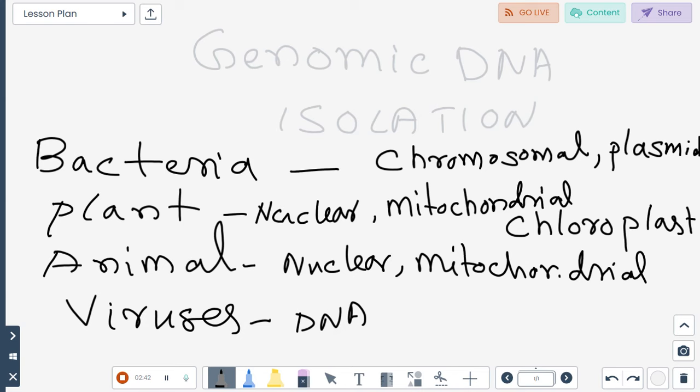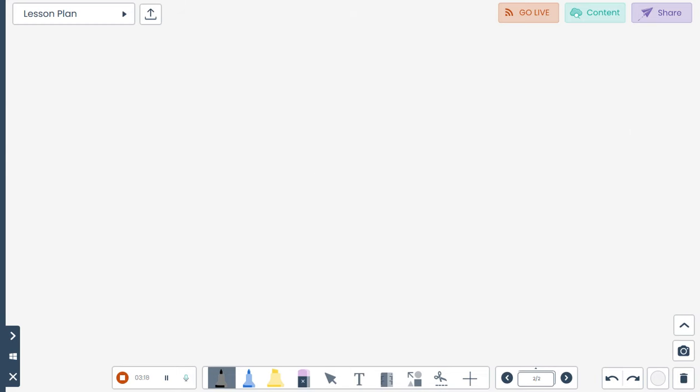So here we are looking at a DNA isolation protocol. When you say DNA isolation, it is actually total DNA isolation, because in bacteria you are isolating all the plasmids and chromosomal DNA together. In plants you are isolating nuclear, mitochondrial and chloroplast DNA together, and in animals you are isolating nuclear and mitochondrial DNA together. So even though you generally call it DNA isolation, you are actually isolating the total DNA present in all these compartments. This is called total DNA isolation.